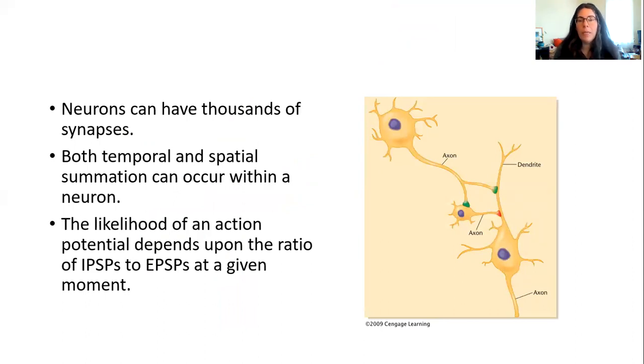So far we've been looking at this as if it's one cell to one cell communication, but neurons make contact with several neurons within networks, and so they can receive different messages. They can receive both temporal and spatial summation, and they can receive inhibitory postsynaptic potentials as well as excitatory postsynaptic potentials. So it's the cumulative effect of messages coming from multiple neurons within a network.